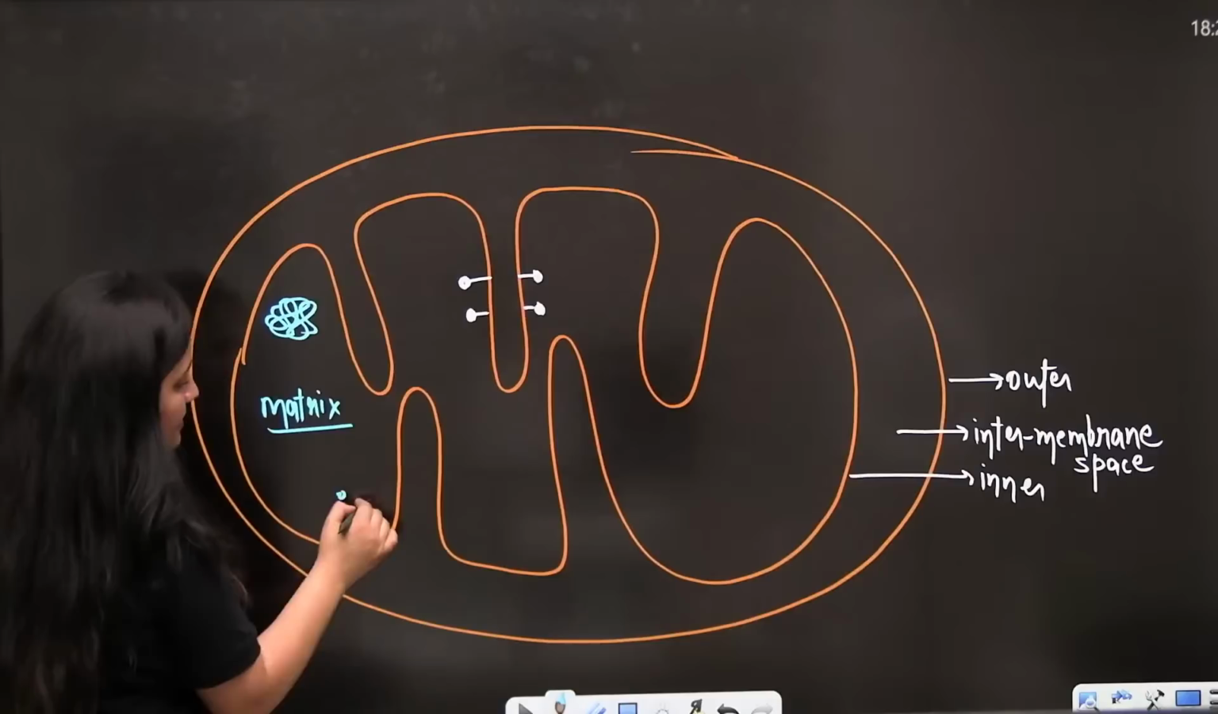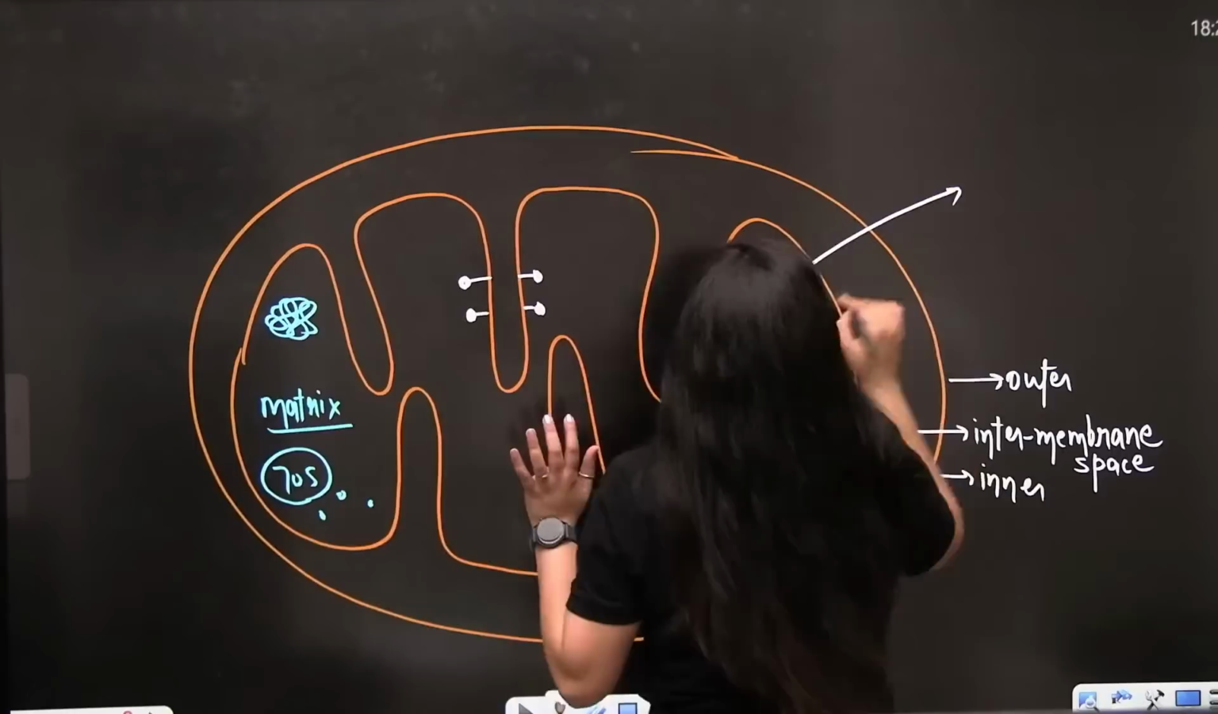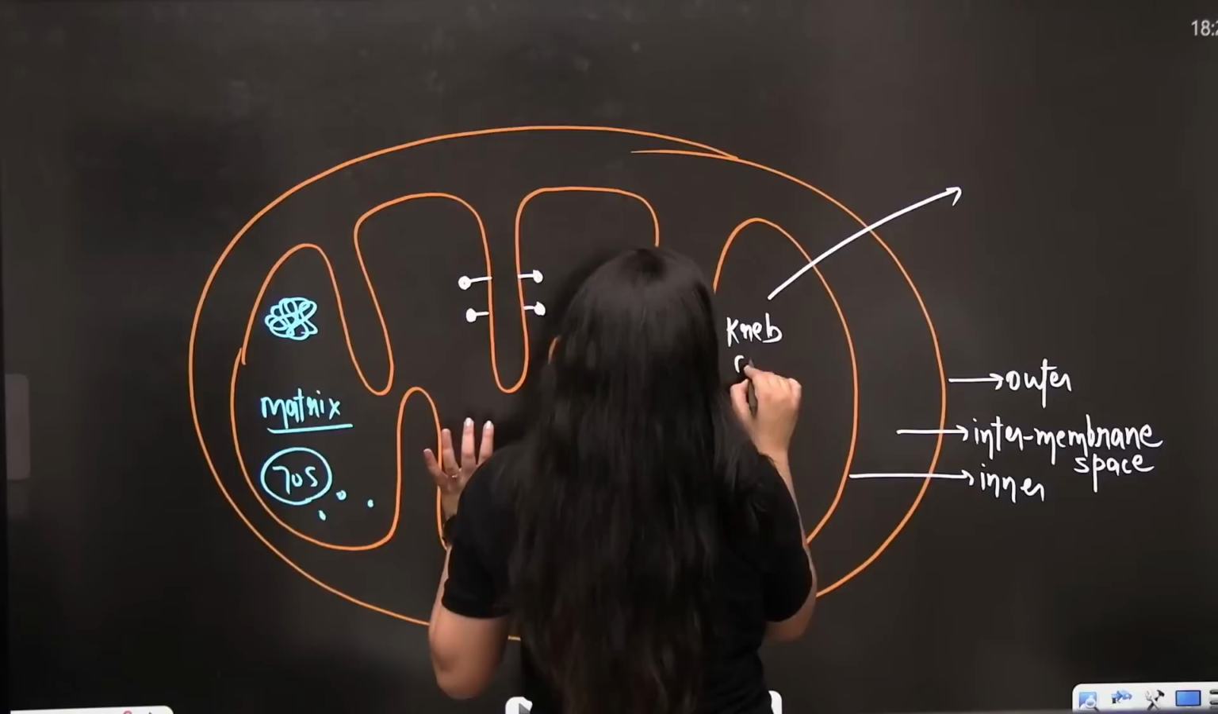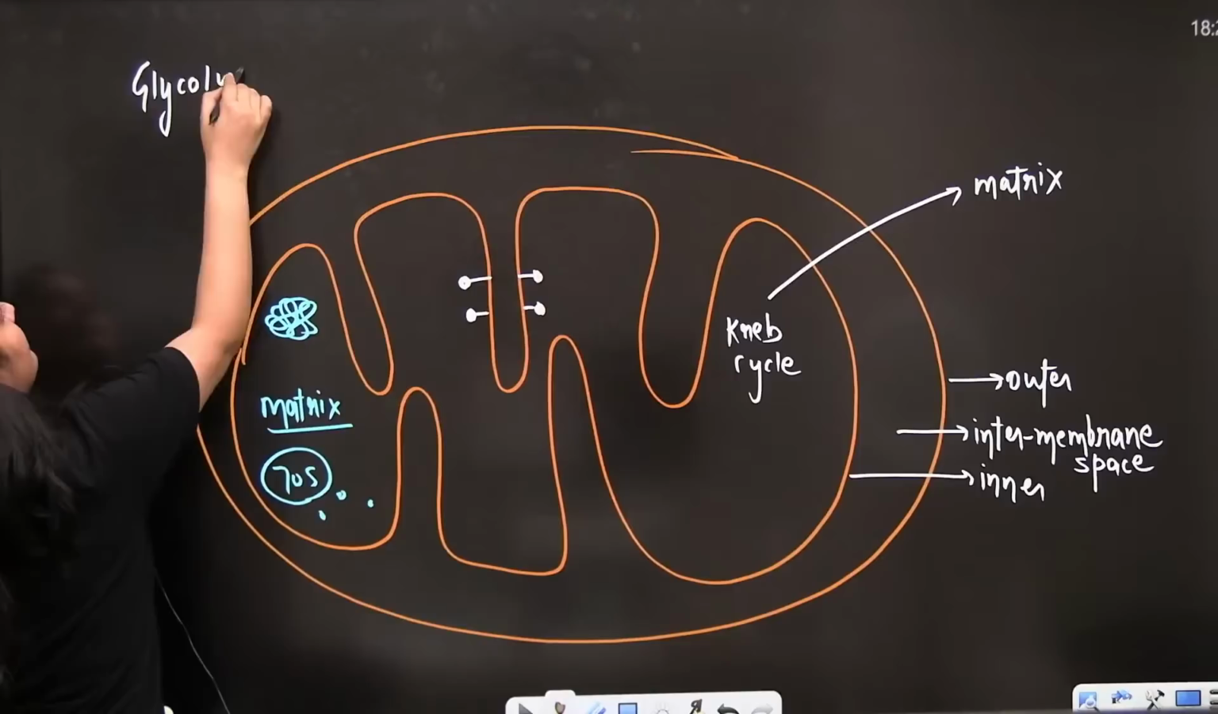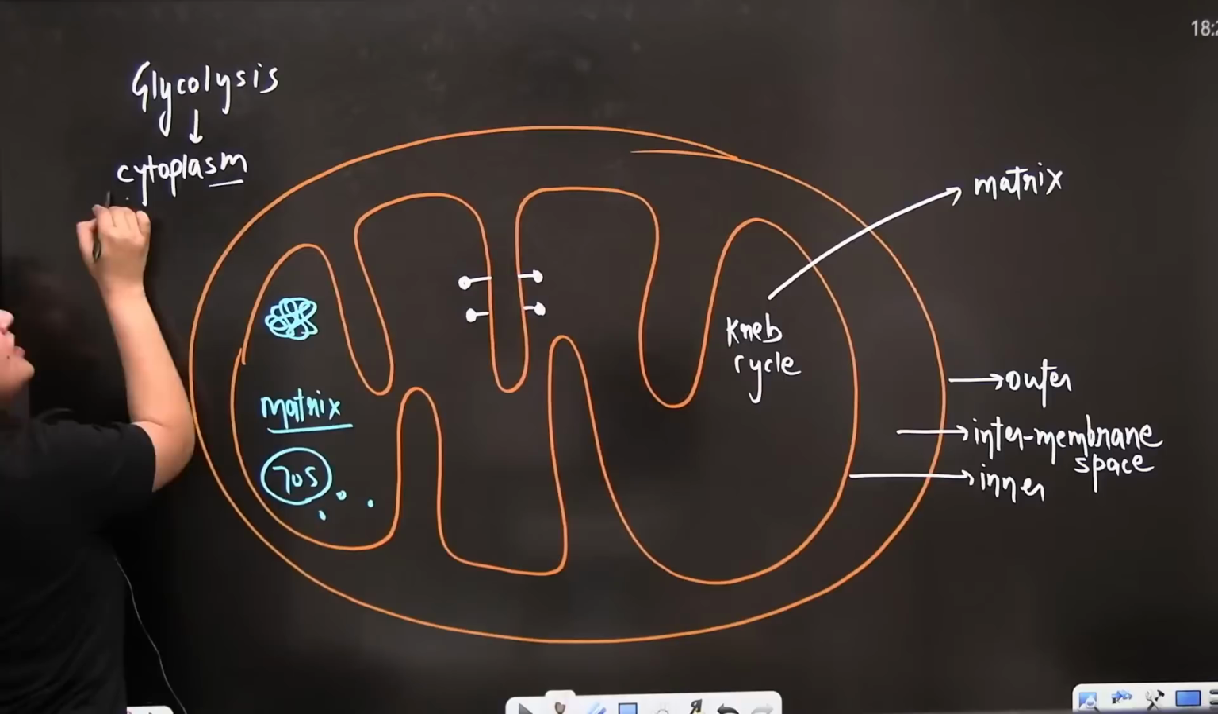Now, what's the point of discussing all that? The site for the Krebs cycle: this cycle is going to take place in the matrix. It is going to take place in the matrix. And glycolysis takes place in the cytoplasm. All the topics are important, guys. All the topics are important. Please listen to me very carefully.